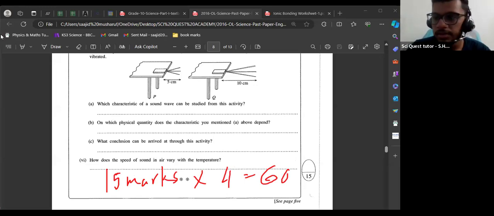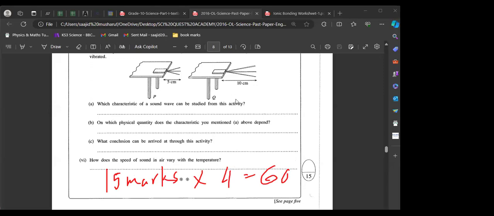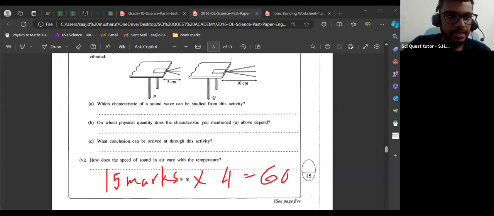Are there any doubts with the structure part? Any doubts? No doubts? Okay. No doubts. Okay, good. Right.